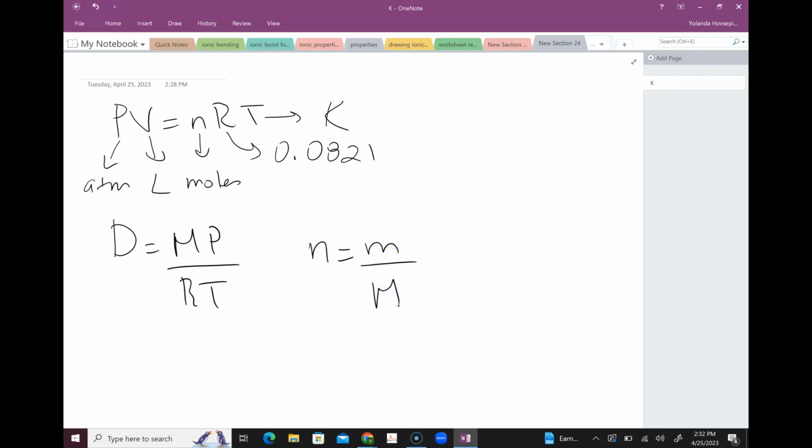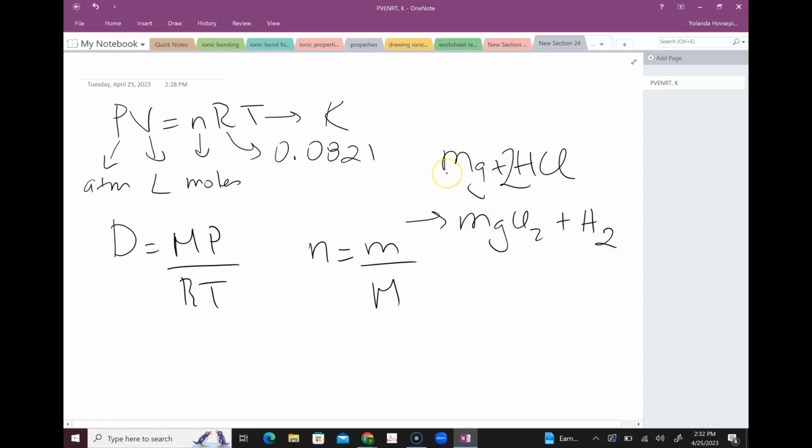So the lab you did yesterday included magnesium metal that reacted with hydrochloric acid, which gave you magnesium chloride, that's the solution, and the hydrogen gas were the bubbles. So that's a 1:2 ratio. You're going to use the mass to find the number of moles of magnesium. Then you can obviously find the number of moles of hydrogen using stoichiometry. And then you can plug into PV equals nRT.